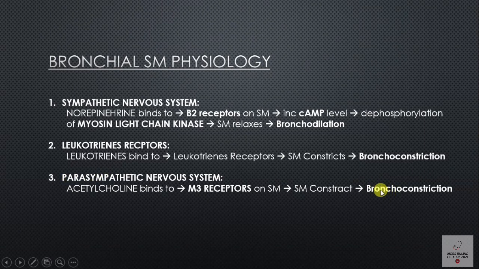bronchoconstriction. So the anti-asthmatic drugs are also classified according to these three parameters, particularly the bronchodilators. We want to cause bronchodilation, so we need to stimulate beta-2 receptors, so we are going to use beta-2 receptor agonists. Leukotrienes cause bronchoconstriction, so we administer certain drugs that block the leukotriene receptors, and drugs that block the parasympathetic nervous system, or M3 antagonists.